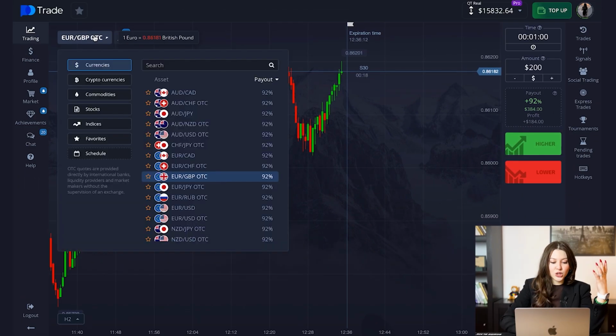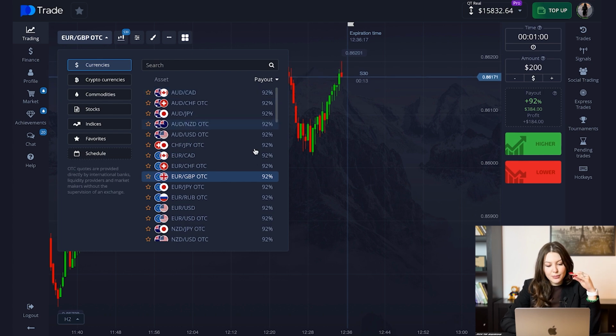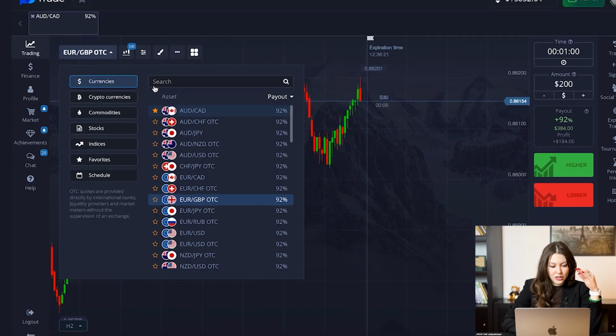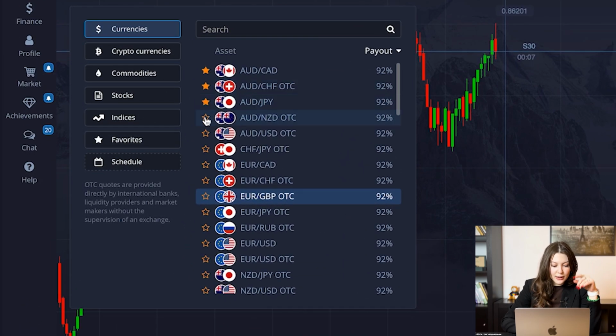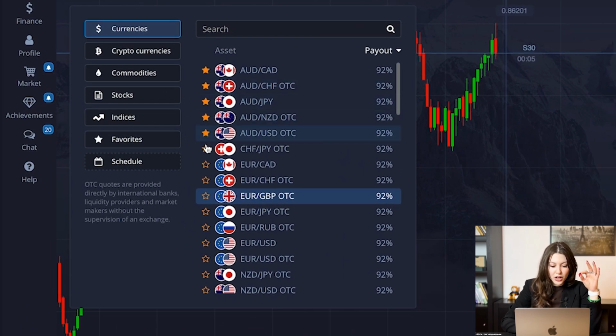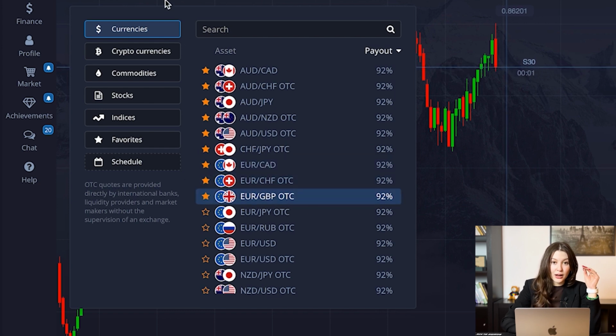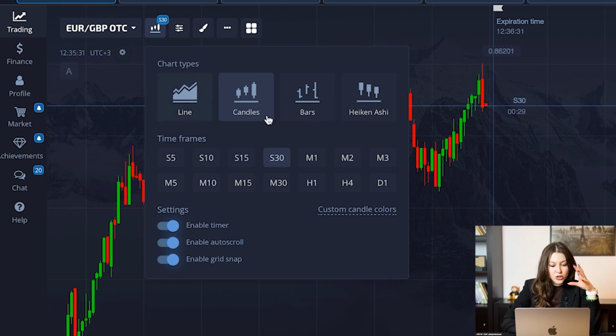So as usual, we start with the assets with the biggest payout. You can see payouts right here, and the assets, that is the pairs, right here. We choose them by tapping on the star, and we are choosing as many as possible to fit on our screen. Then we're choosing the candles and setting the time frame to 30 seconds, and we put all the settings on so we can see everything on our screen.